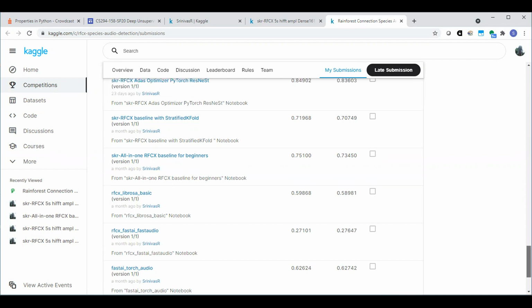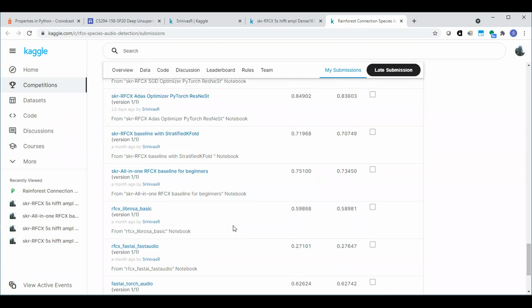appropriate. And then this Librosa basic is just a notebook that kind of illustrates, it's more like a notebook which was used to do EDA using the Librosa library. And that also you can see gives a reasonably good starting point of about 0.59. This is private public score.